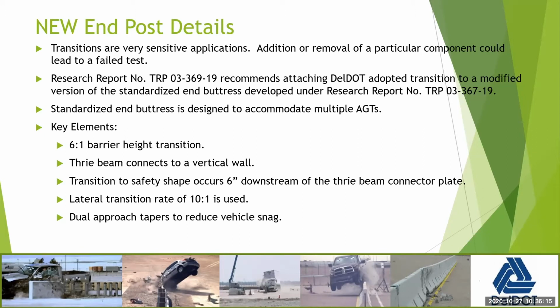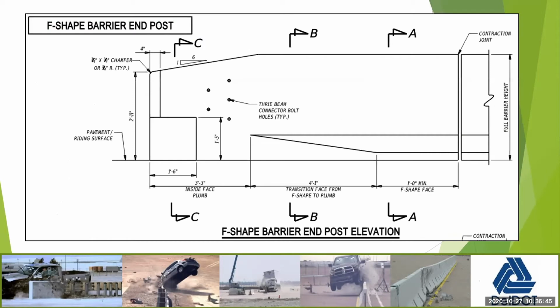I think there have been two that have been tested that have been mounted on a safety shape on an angle, and both of those failed. Also, rather than using a wedge or anything else behind there to connect it vertically, the vertical wall. The transition to the safety shape, if you have a safety shape, has to occur 6 inches downstream of the thrie beam connector plate. A 10-to-1 lateral transition rate is used to make that transition from the vertical wall to your safety shape. And dual approach tapers are used, which I'm going to show you on this next slide.